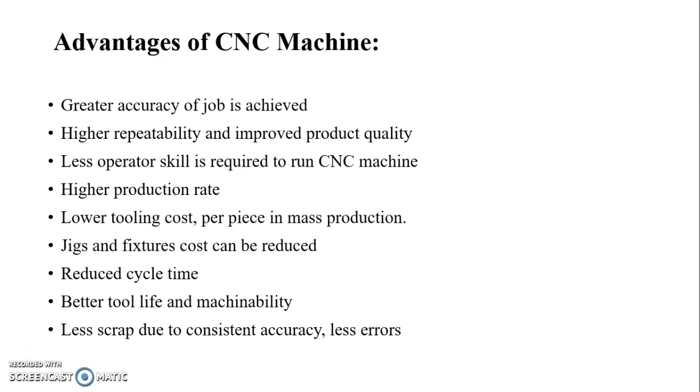So next, there are some advantages of CNC machines. A CNC machine has good accuracy, so greater accuracy of the job can be achieved. Then second advantage, higher repeatability and improved product quality. Then less operator skill is required to run a CNC machine. Then higher production rate and lower tooling cost per piece in mass production. Then jig and fixture costs can be reduced. Then reduced cycle time, better tool life and machinability, less scrap due to consistent accuracy, and less error.